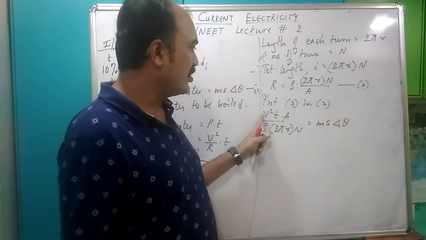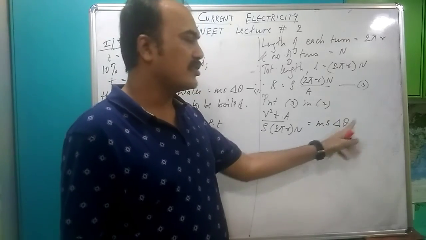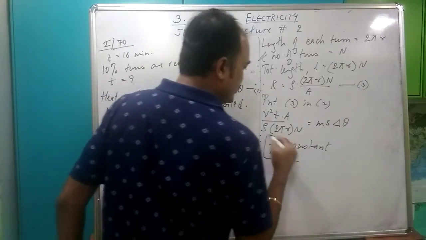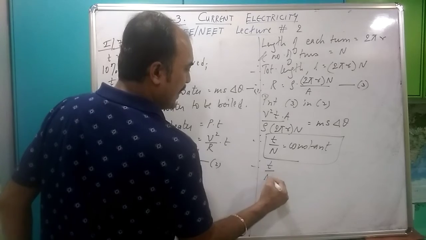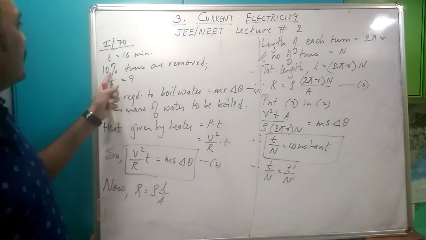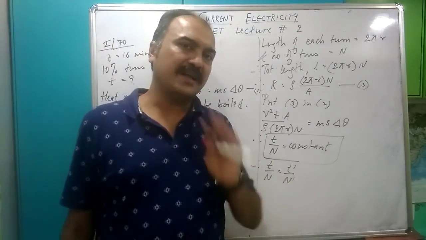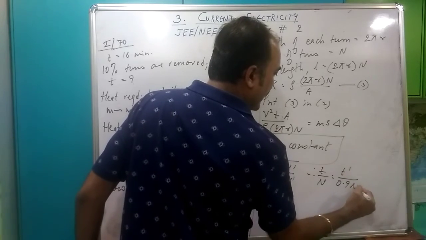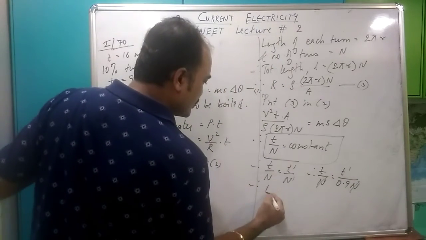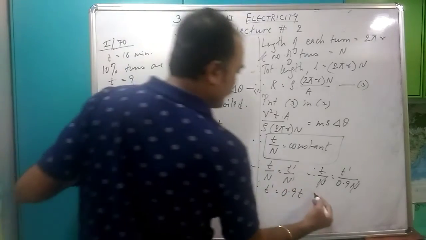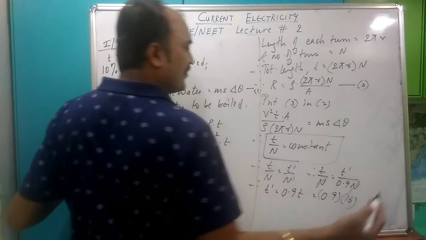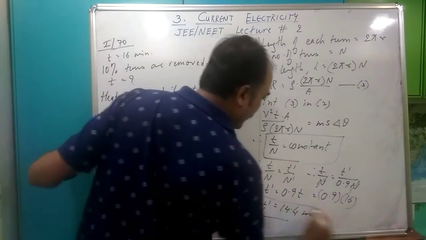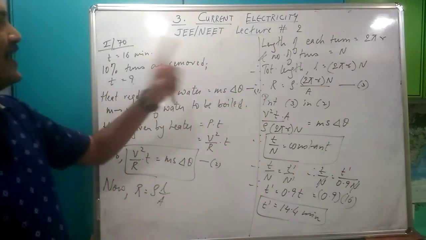Now if you check carefully, V is constant, area is constant, rho and r are constant, m, s and delta theta are constant. So do you agree t by n is constant? This is our chief equation. So t by n is t dash by n dash. Now 10% turns were removed, meaning how much percent turns are left? 90%. So t by n is t dash by 0.9 n. So t dash is 0.9 times t. What is t? 16. 16 times 9 is 144, so it is 14.4 minutes in which your water is going to boil. Correct. This was the idea.